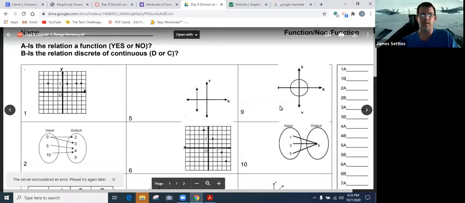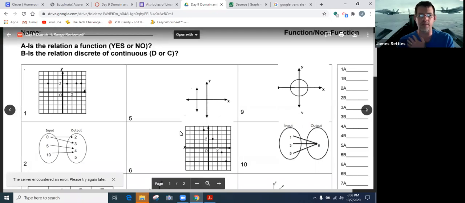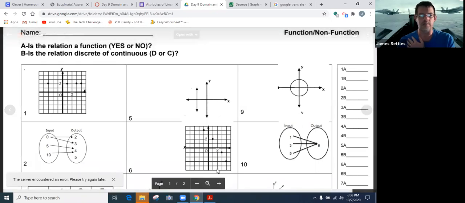All right. So today we are going to be talking about domain and... all right. So in this paper, we're just wanting to know, is it a function?